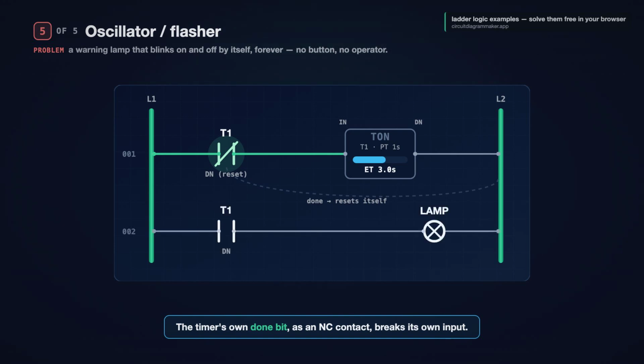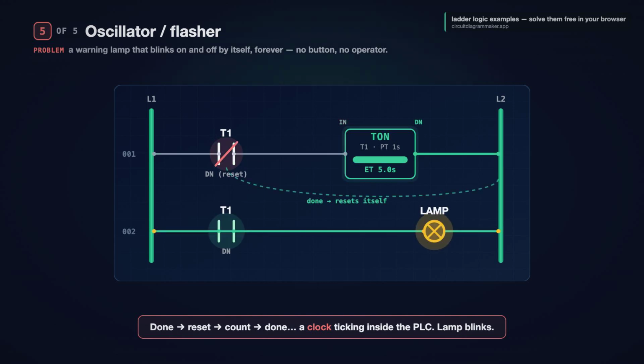The moment its done bit turns on, that same bit, as a normally closed contact, breaks the timer's own input. The timer resets. Its input closes again, and it starts counting all over. The result is a done bit that pulses on, off, a clock ticking away inside the PLC. Now hang a lamp on it. A contact from the timer drives the lamp coil, and the lamp blinks in time with the pulse.